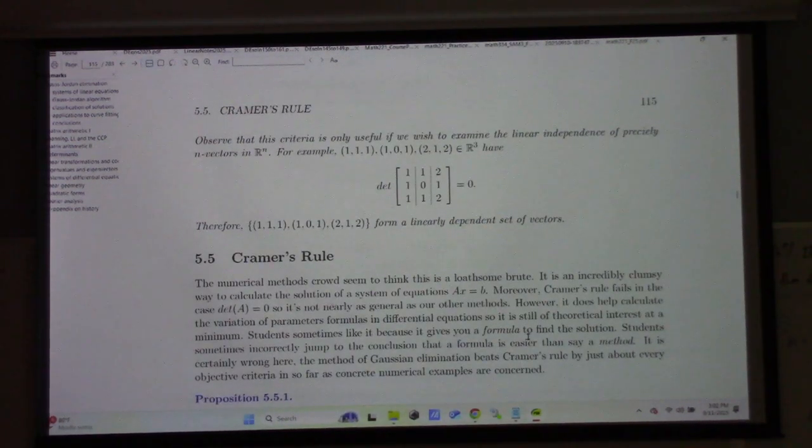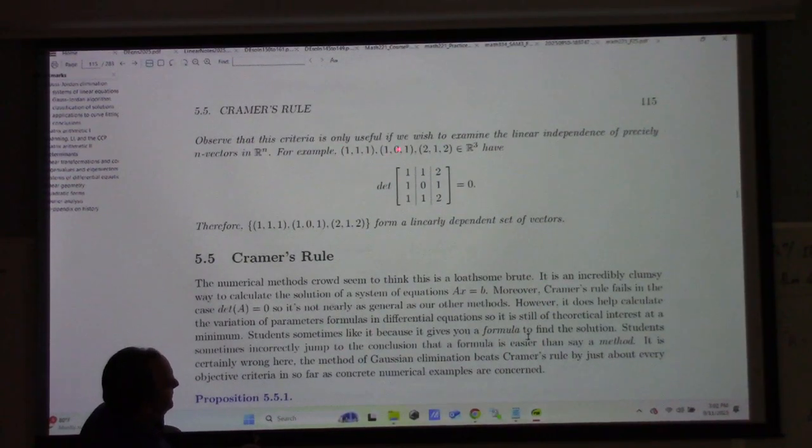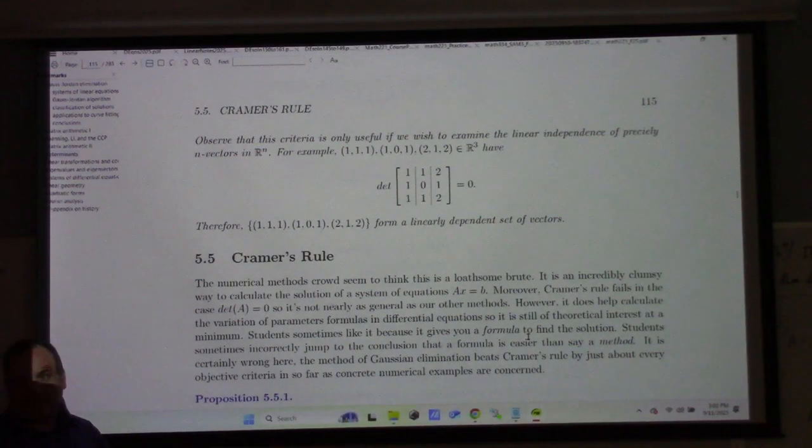Like these, for example, these 3 vectors, 1, 1, 1, 1, 0, 1, 2, 1, 2, right? Remember, this notation is sneaky notation for this vector, this vector, this vector, right? If you look at this, if you add the first 2 columns, we get the third, right? So that means that the third column is a linear combination of the first 2. If any column is a linear combination of the other columns, determinant 0. All right? So there's that.